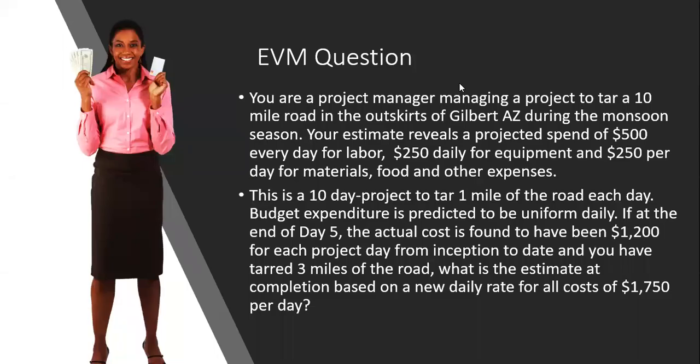Here is the question. You're a project manager managing a project to tar a 10-mile road in the outskirts of Gilbert, Arizona during the monsoon season. Your estimate reveals a projected spend of $500 every day for labor, $250 daily for equipment, and $250 per day for materials, food, and other expenses. This is a 10-day project to tar 1 mile of the road each day. Budget expenditure is predicted to be uniform daily. If at the end of day five, the actual cost is found to have been $1,200 for each project day from inception to date, and you have tarred 3 miles of the road, what is the estimate at completion based on a new daily rate for all costs of $1,750 per day?